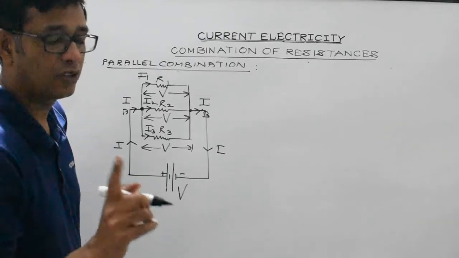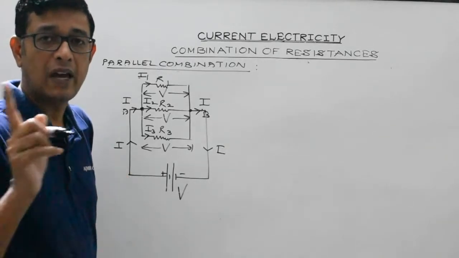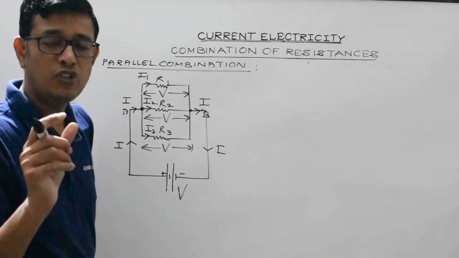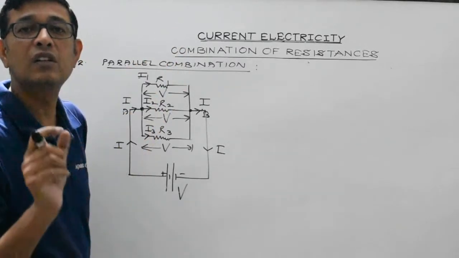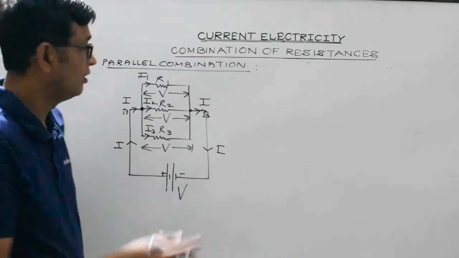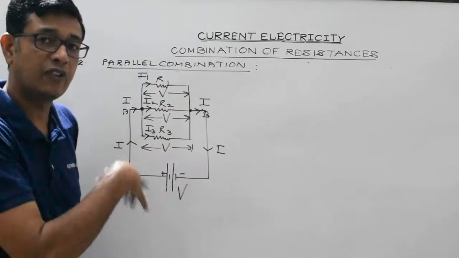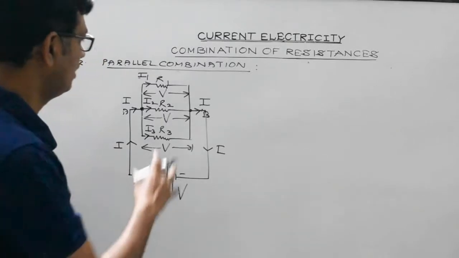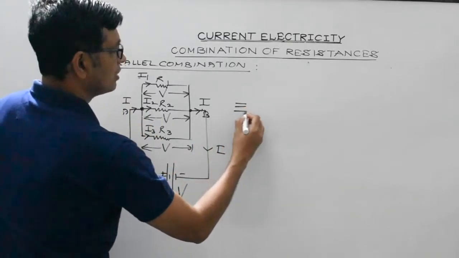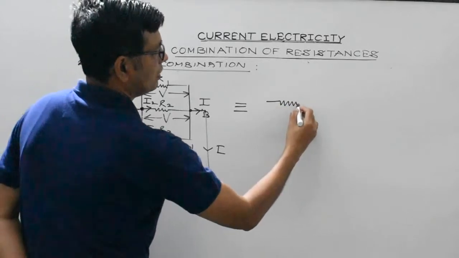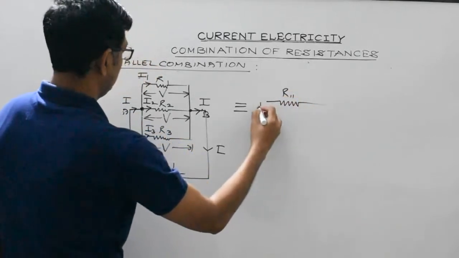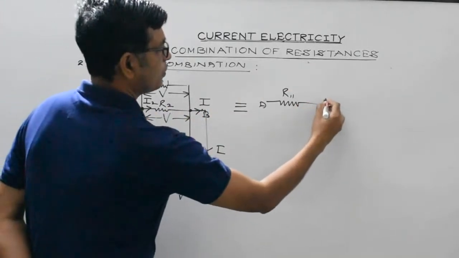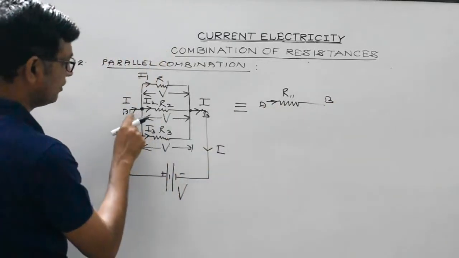The point here I would like to mention is that in the parallel grouping of resistors, the potential difference across each of the resistors would be constant, and the current flowing across different resistors having different values of resistances would be different. Now, suppose the equivalent circuit is this one, R parallel, and this is point A and this one is point B. Net current flowing is I.